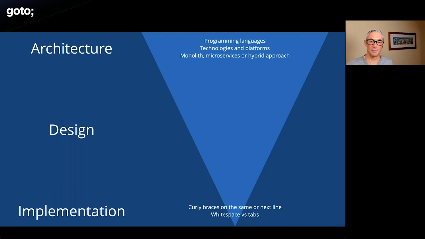So what's not important? Curly braces, white space, tabs, all of that stuff, don't care about. I know we have all these religious debates, but it really doesn't matter. We can just chuck some tooling at it and fix it one way or the other.